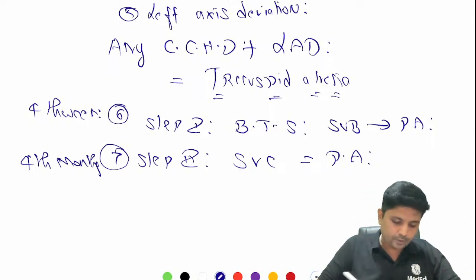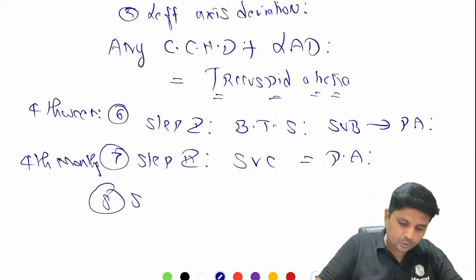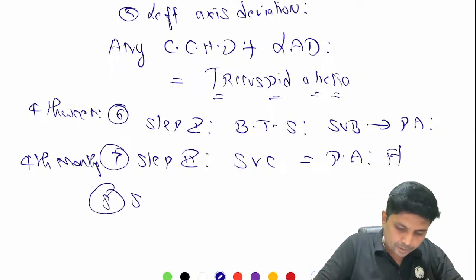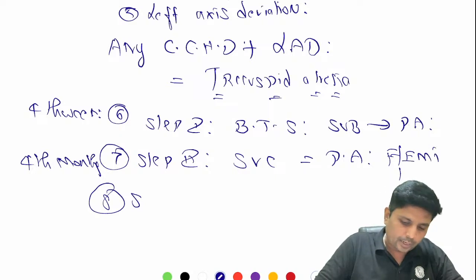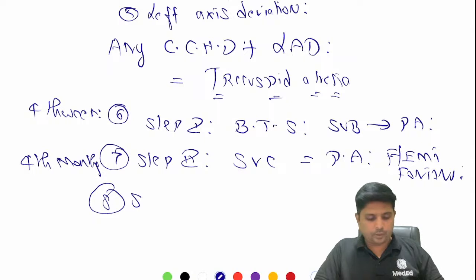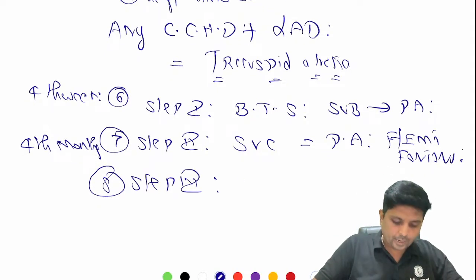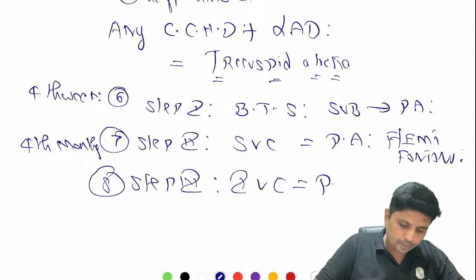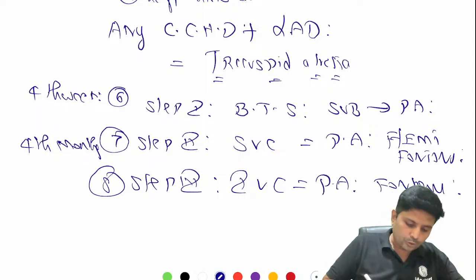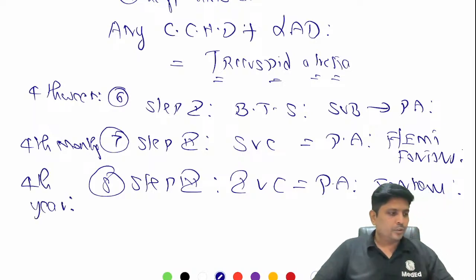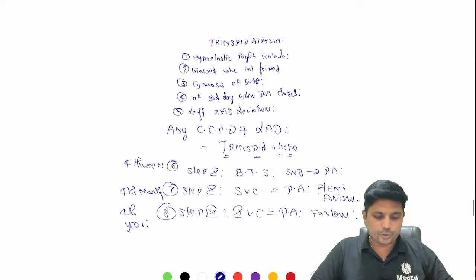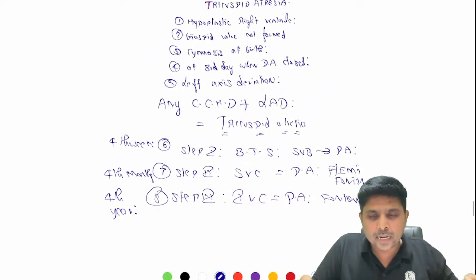This is called the hemi-Fontan surgery, connecting the SVC to the pulmonary artery. Finally, step 3: connecting the IVC to the pulmonary artery. This is called the Fontan. So these are all the simple things to remember about tricuspid atresia.